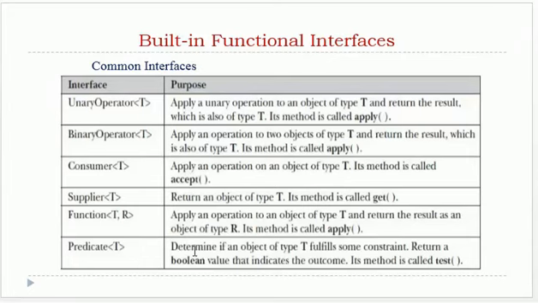Function means it's taking one parameter of type T and returning one value of type R. And what is the name of the abstract method written within this? That is apply. If you are supposed to use function, then it means you are going to write a lambda expression for that, and in fact you are giving the implementation of the apply method.